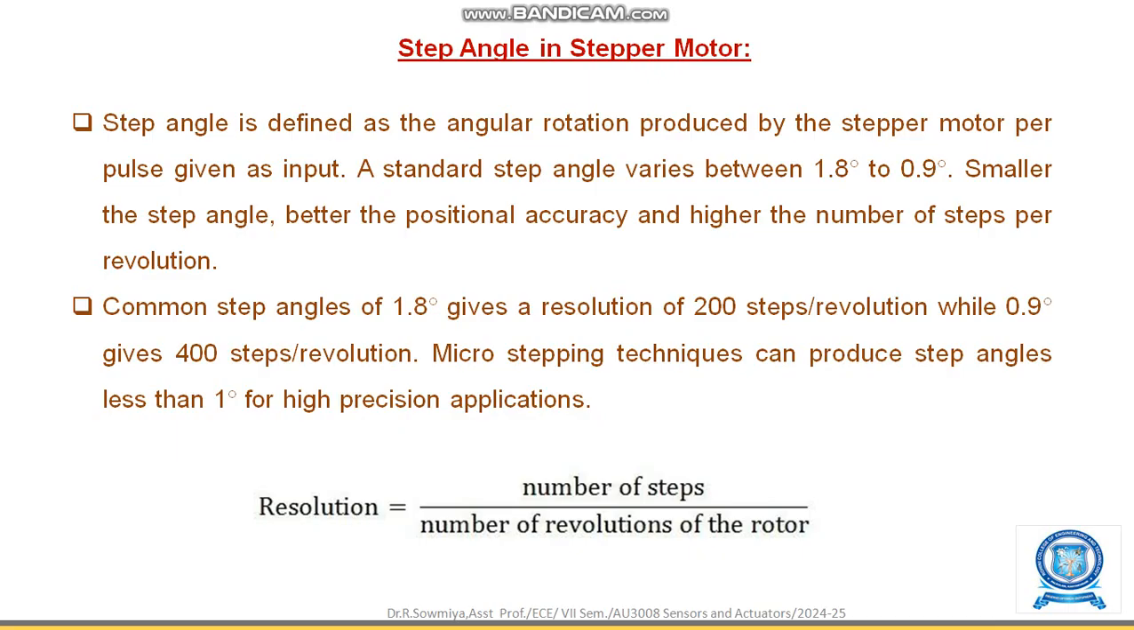The common step angle of 1.8 degrees gives a resolution of 200 steps per revolution, while 0.9 degrees gives 400 steps per revolution. Microstepping techniques can produce a step angle less than 1 degree for high precision applications. Resolution equals number of steps divided by number of revolutions of the rotor.